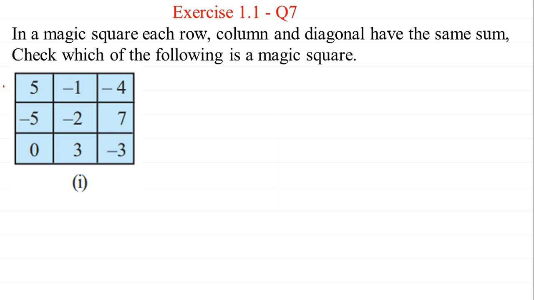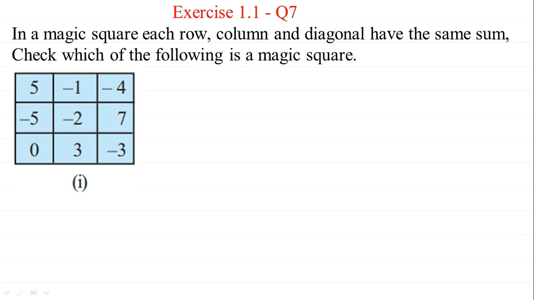This is your row 1. This is your row 2. This is your row 3. Then we'll start with column 1. This is your column 2 and this is your column 3. Then this is your diagonal. This is diagonal 1. Diagonal 1 includes this one and this one. This cross is a diagonal, right? This is diagonal 1. This is your diagonal 2. Okay? So let's start. The first one.